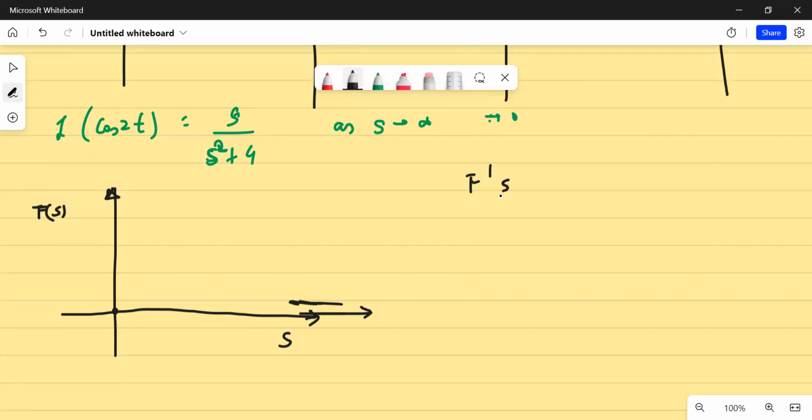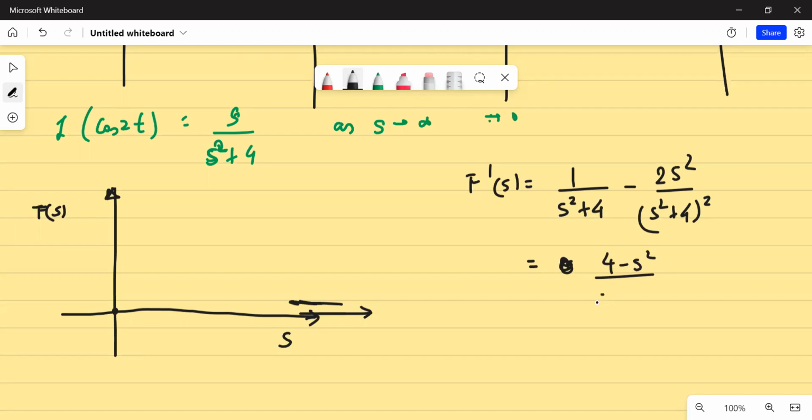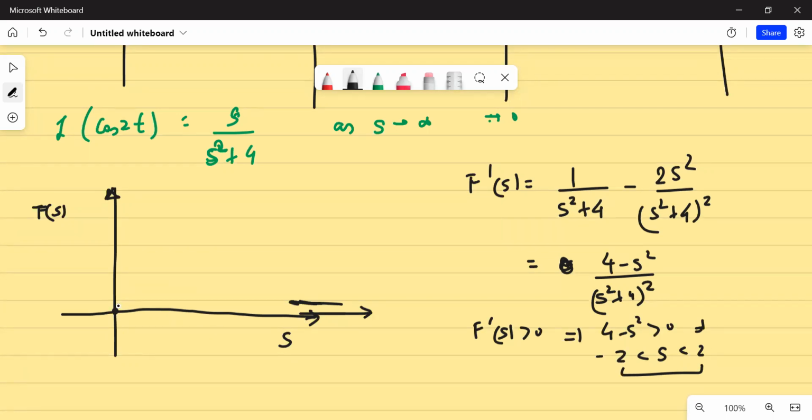Now try to take the derivative part of it. So f dash s would be equal to what here? f dash s would be 1 upon s square plus 4 minus 2s square, over s square plus 4 whole square. So you'll have 4 minus s square over s square plus 4 whole square. Is that clear? And f dash s would be greater than 0 only if 4 minus s square is greater than 0, or you can say that s lies between minus 2 and plus 2. However, we are only considering from 0 to 2. From 0 to 2 your function would be increasing, and then it would be decreasing in such a manner that as s tends to infinity it goes towards 0.